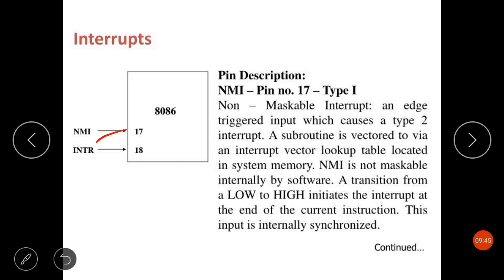The next pin is INTR. INTR is a maskable interrupt. It can be enabled or disabled using the interrupt flag. After receiving an INTR interrupt from an external device, the 8086 acknowledges through the INTA bar signal. It is sampled during the last clock cycle of each instruction to determine whether the processor should enter an interrupt service routine or not.